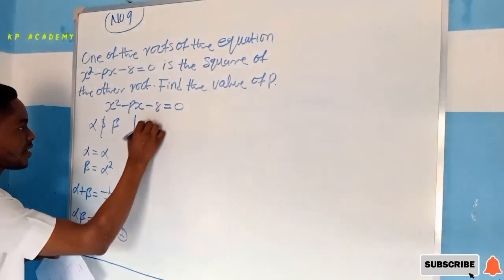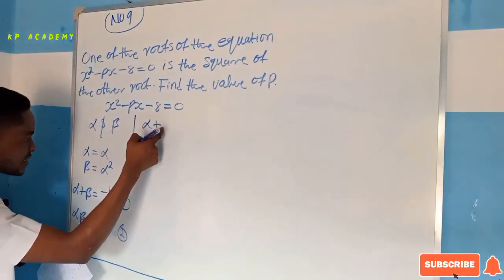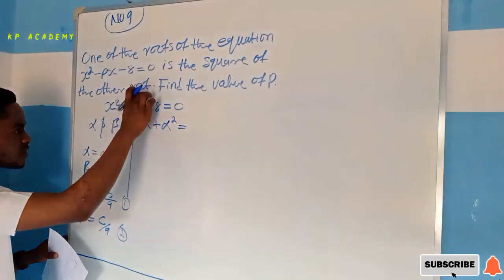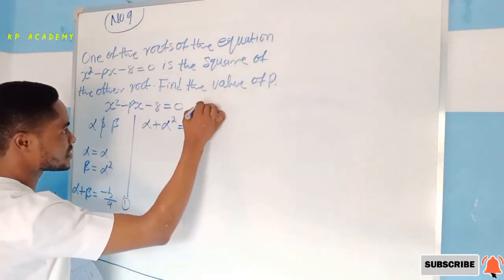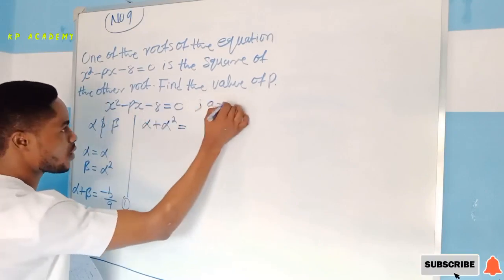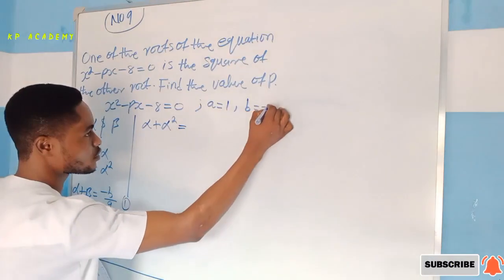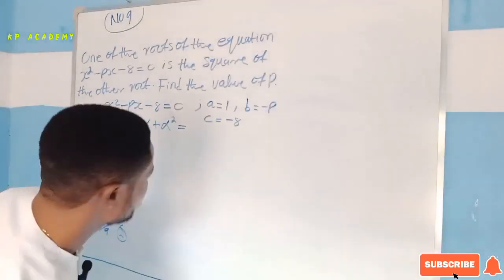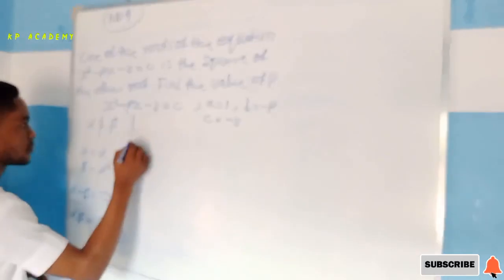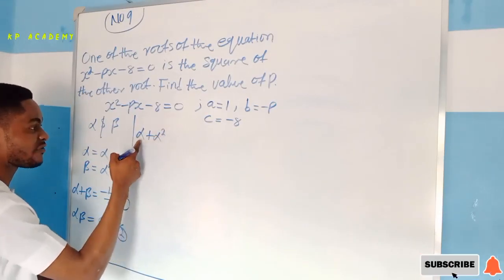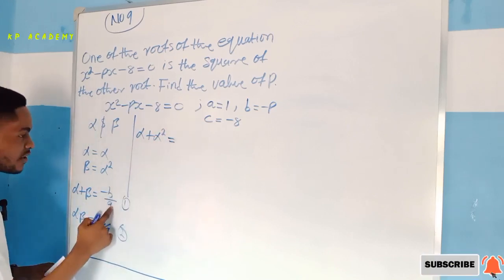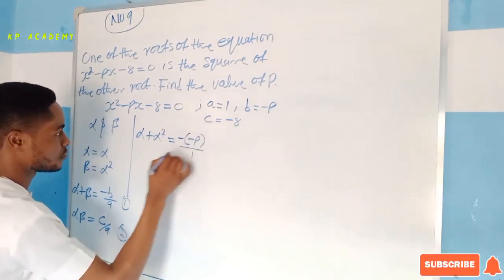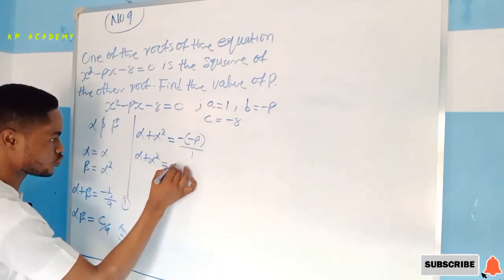Now from equation 1, instead of writing beta, it will be alpha squared. But first, from this quadratic equation given to us, our a is equal to 1, our b is equal to minus p, our c is equal to minus 8. Please, these things are very important to note. Therefore, alpha plus alpha squared, which is more like saying alpha plus beta, is equal to minus b over a. And b is already minus p. So minus into minus p over a, which is 1. Therefore, alpha plus alpha squared is equal to p.